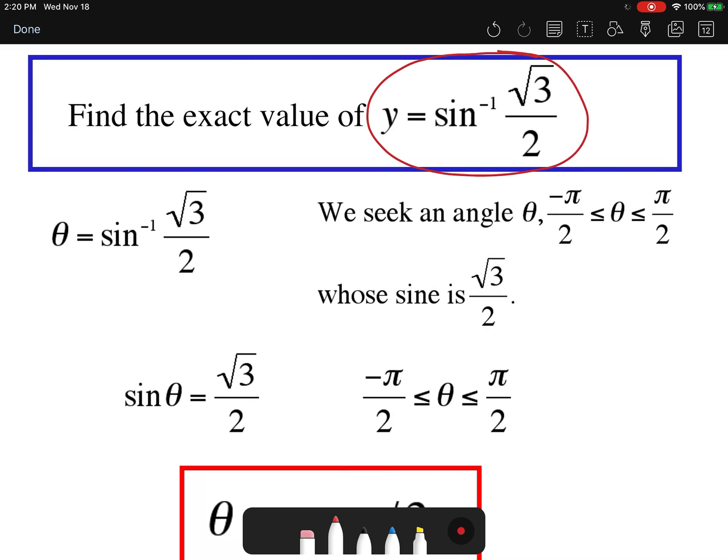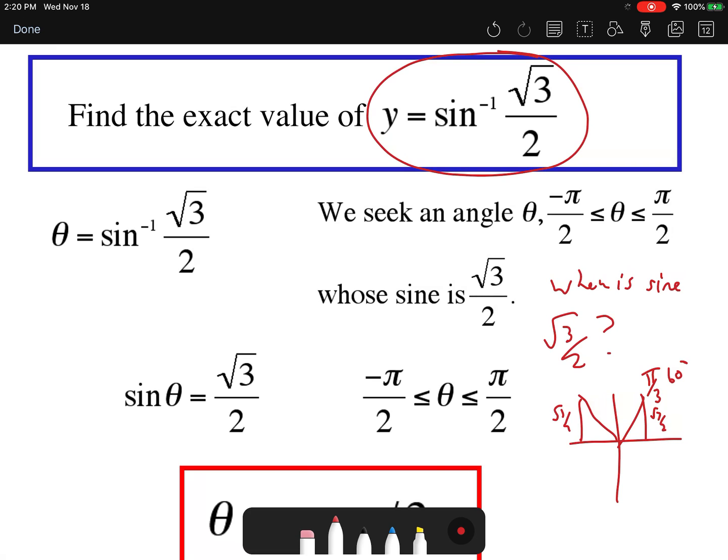Okay, so here's an example of finding inverse sine. So y equals inverse sine of radical 3 over 2. You want to read that as when is sine radical 3 over 2. So you ask yourself that. Well, think of a unit circle. Let's see. Pi over 3, 60 degrees, right? Is radical 3 over 2. And also here, right? This is radical 3 over 2. So I believe that's 120 degrees or 2 pi over 3. So it has two answers, correct?